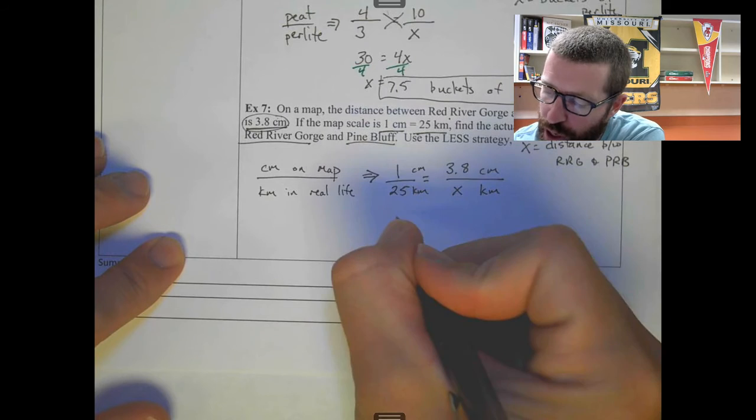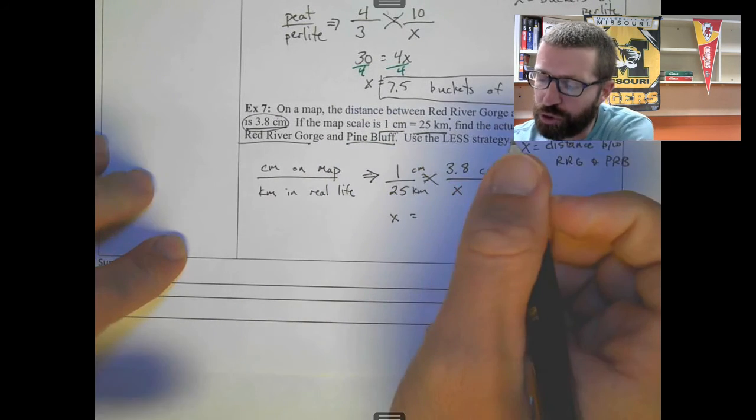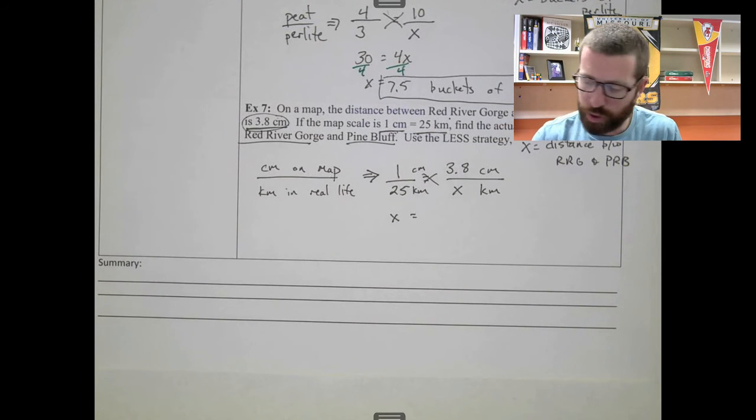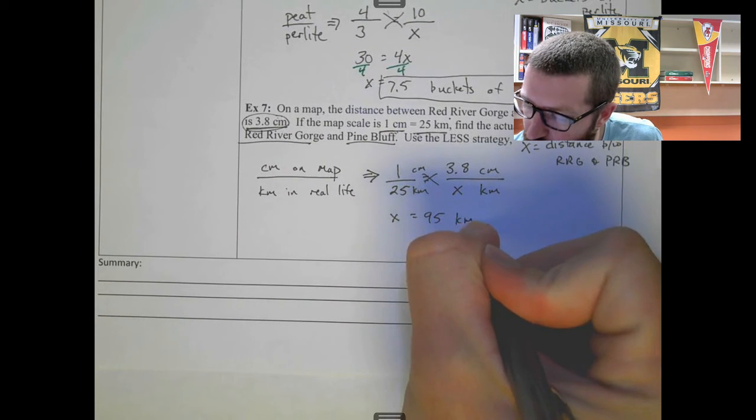And then cross multiply. So we get X, or 1X, is equal to 95 when you multiply those, 95 kilometers. And that's what we're looking for.